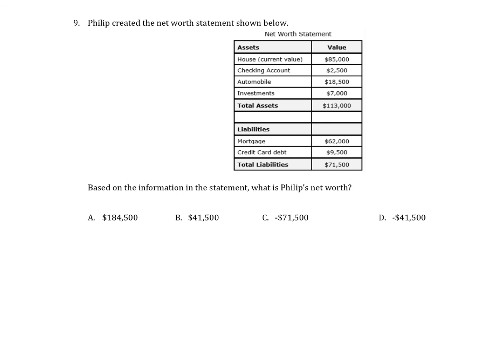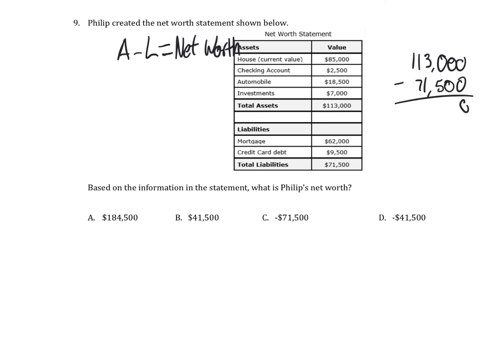Number 9 says Philip created the net worth statement shown below. Based on the information in the statement, what is Philip's net worth? So luckily it already added our assets up for us and our liabilities up. So we know that net worth is assets minus our liabilities equals net worth. So since they've already added up, did the hard work, all we have to do is subtract. So we have 113,000. We have to subtract the liabilities of $71,500.